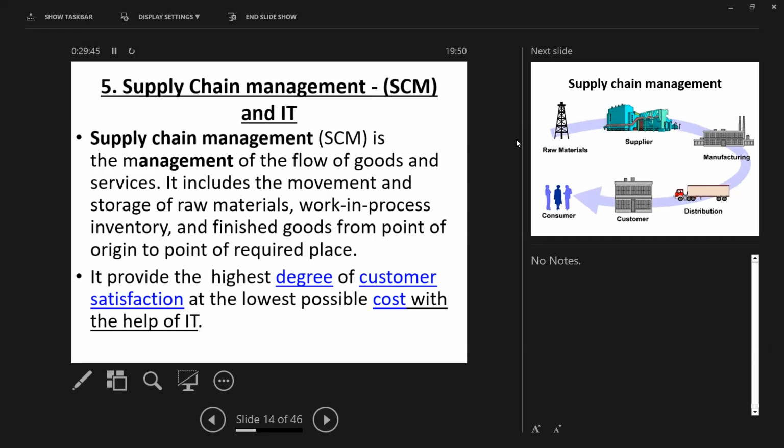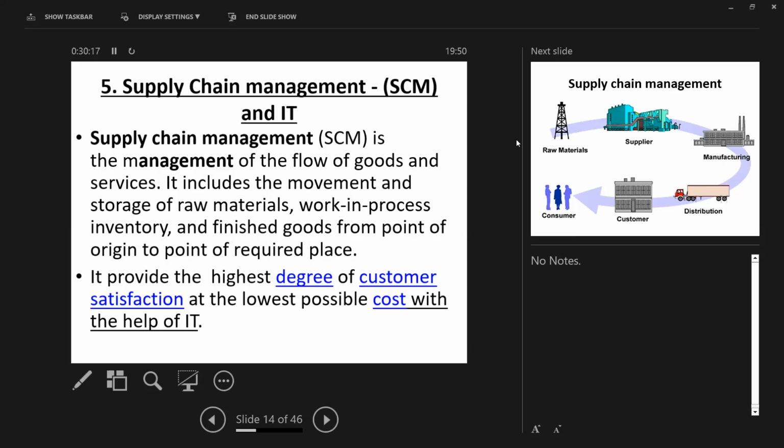Supply chain management is the management of the flow of goods and services. It includes the movement and storage of raw materials, work-in-process inventories and finished goods from the point of origin to the point of required place. It provides the highest degree of customer satisfaction at the lowest possible cost with the help of ICT.